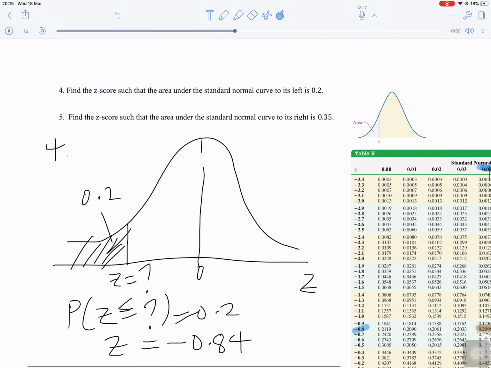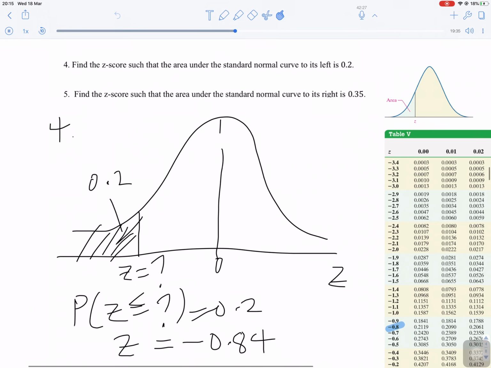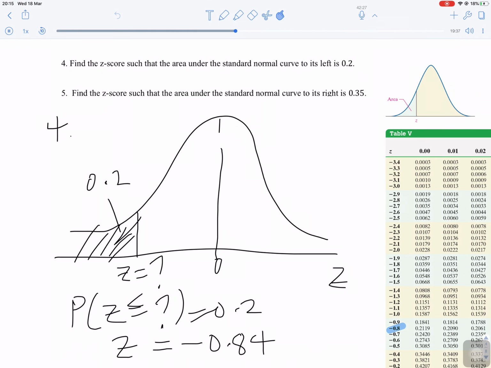Okay, so we move on to question 4 and 5. Now, these two questions follow the same approach. This time around, you are given the area and you are being asked to find the z-score. Okay, so given the area, how do you find the z-score? So it's more like the reverse of what we did in the first two questions.